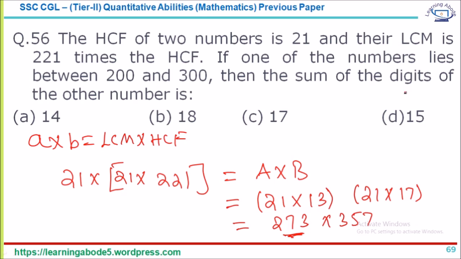The question is the sum of the digits of the other number, so that is 357. So that is 3 plus 5 plus 7. Sum of the digits is 15. That's answer option D. A very interesting question, but a simple one.